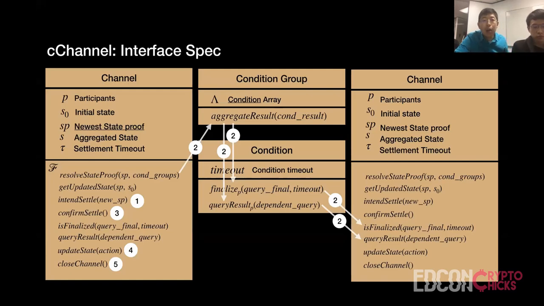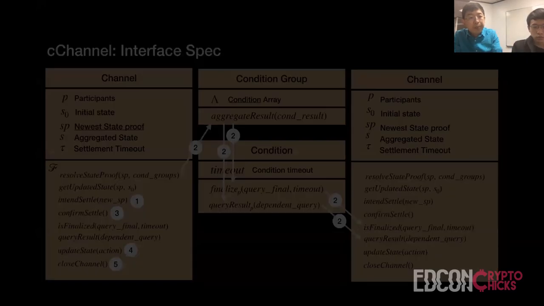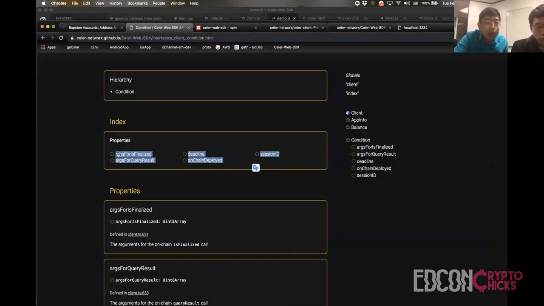Now, coming back to the code here, if you look at these things, to construct a condition, you need to tell, because condition resolution involves two parts, right? The first part is to check whether a condition is finalized or not. That is, the dependent condition or dependent state is finalized and is not going to be changed.